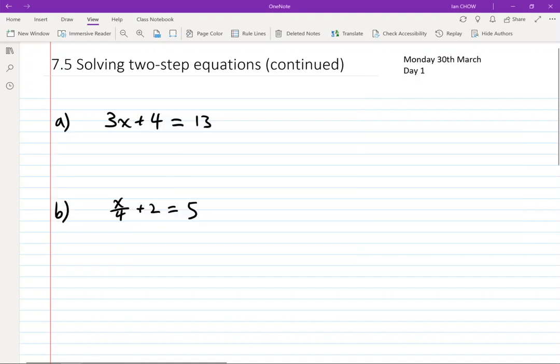Hi grade 8s. So today we'll be continuing with solving two-step equations. Last lesson we didn't finish off. I didn't send you guys homework. So today we'll be finishing off this lesson and we'll also be doing the homework.